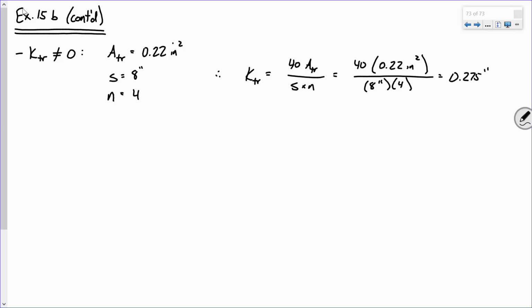In the interest of expediting what comes next, because it literally is plug and chug, let me just summarize a couple values. So we've got KTR. We could compute CB plus KTR over D. And if you do that, you're going to get 2.275. Is that an acceptable value? Yeah, because it's less than or equal to 2.5.